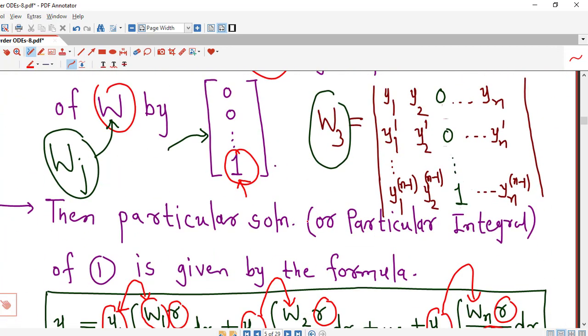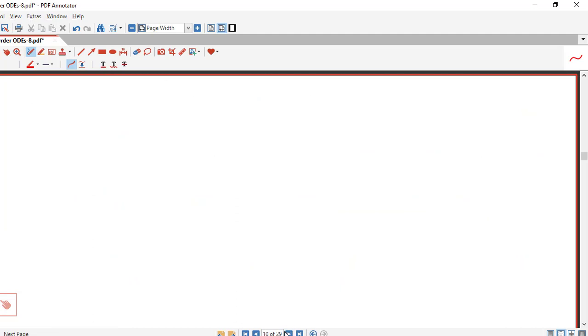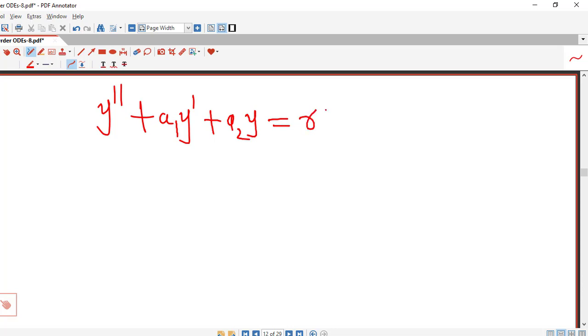Now the formula which we have written for second order ODEs is a particular case of this formula, and we can understand that in this way. Suppose we want to write down the formula for a second order ODE. Suppose we consider this second order ODE y double dash plus a1 y dash plus a2 y equal to r(x). Because this is a second order ODE, the complementary function will consist of c1 y1 plus c2 y2.